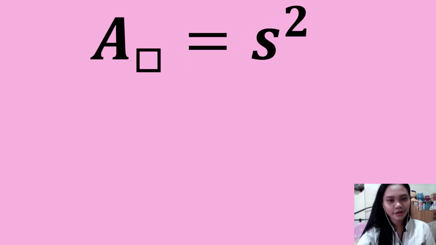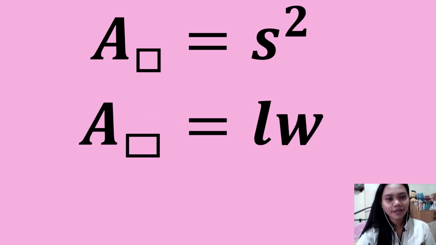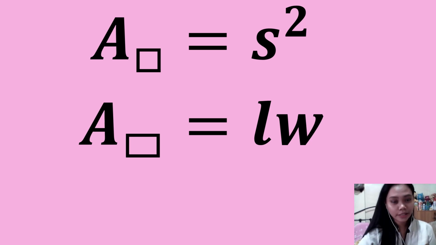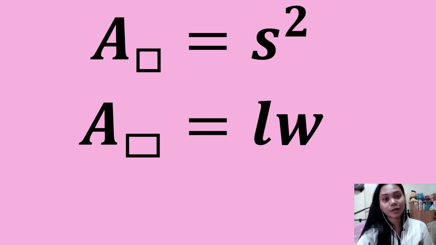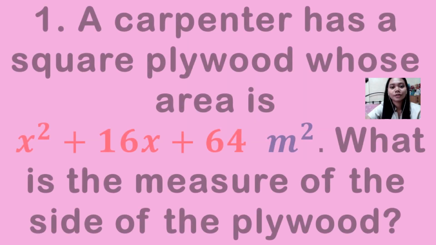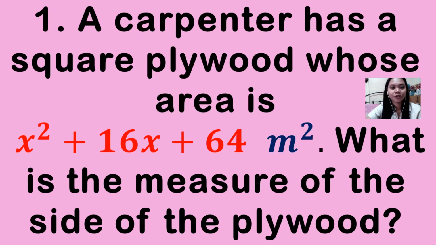So, meron tayong area of the square equals s squared, where s is the side, and area of a rectangle, which is equal to the product of the length and the width. So, itong dalawang to gagamitin natin mamaya sa pag-solve ng problems. The given example natin. So, let's start with this first problem.